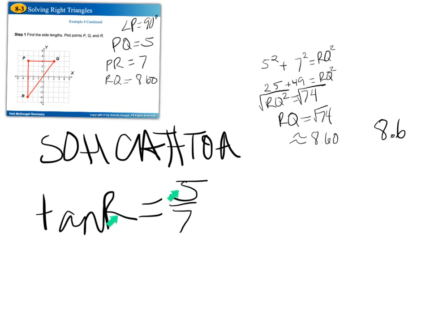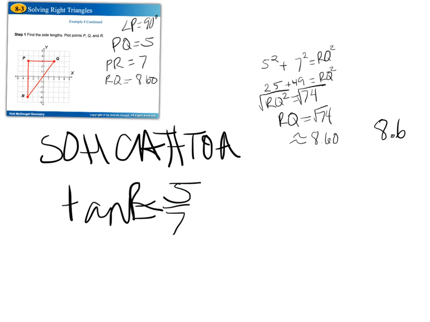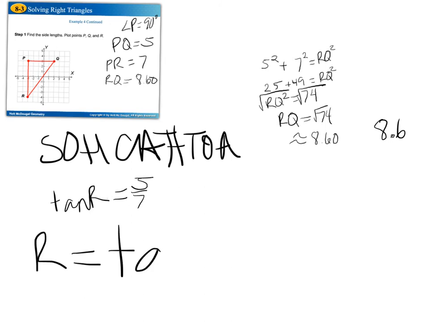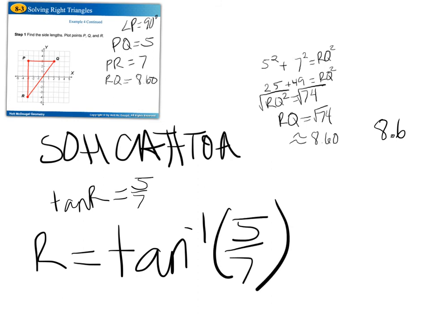Okay, but I want to get R alone, not the tangent of R. So I'm going to do the inverse. So R equals tan inverse of 5 over 7. And when I do that, I get 35.53767779. And so when I round that, I'm going to round this to be approximately 36. It's 35.5, and that 0.5 tells me to round up.